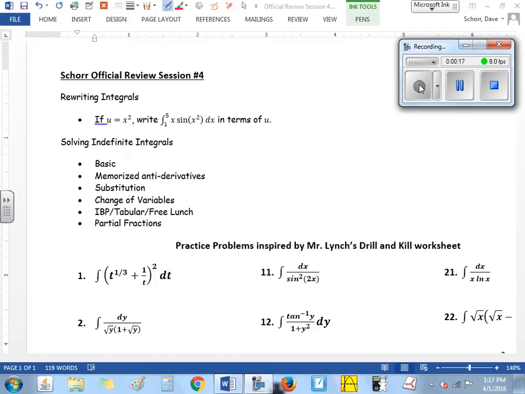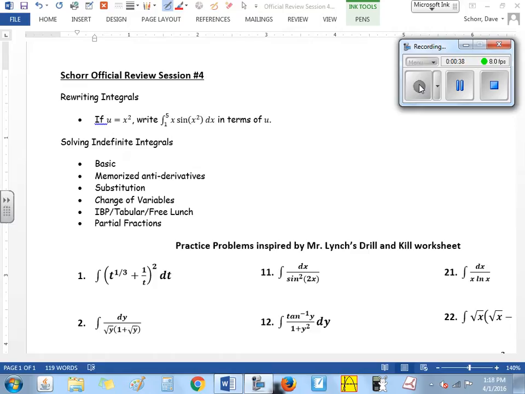So what we have are rewriting integrals, and then we have solving indefinite integrals. We also have, of course, definite integrals, but I'm not putting it on here because if you can find an antiderivative, I'm sure you can plug in your b and your a and subtract. So we're not doing the A and B thing. Besides, we did fundamental theorem last week, so we don't need to redo it.